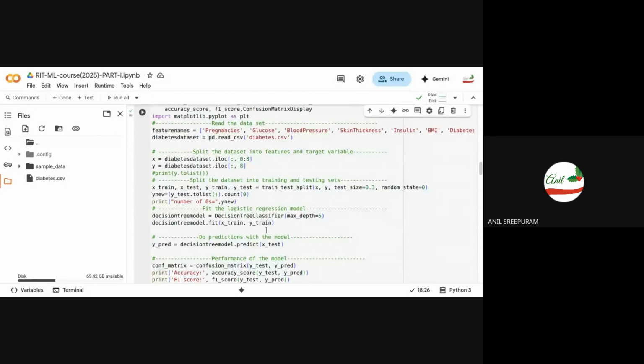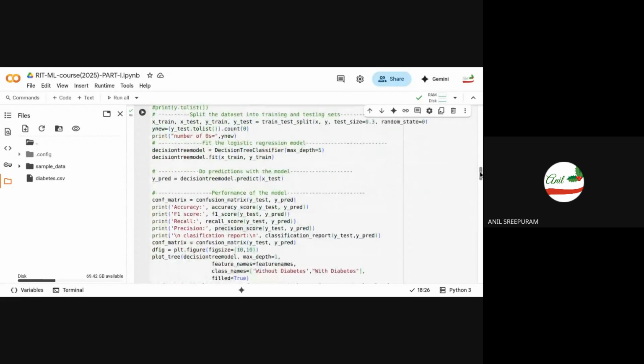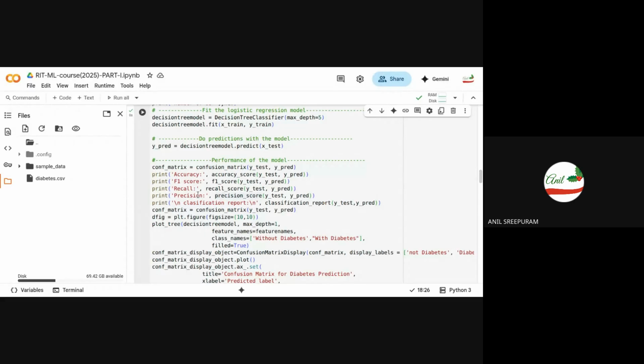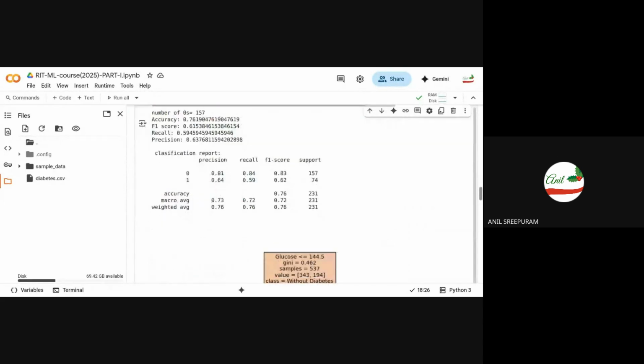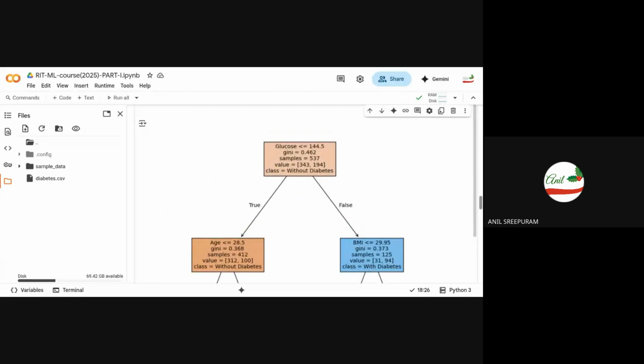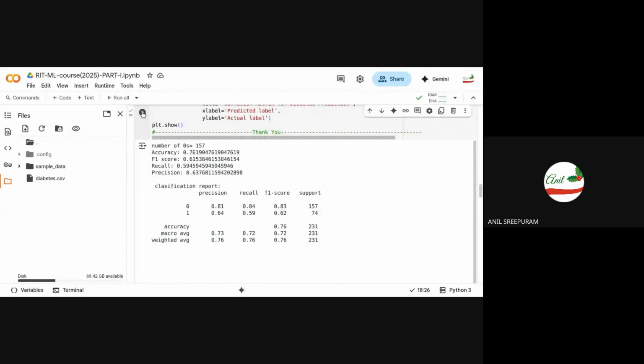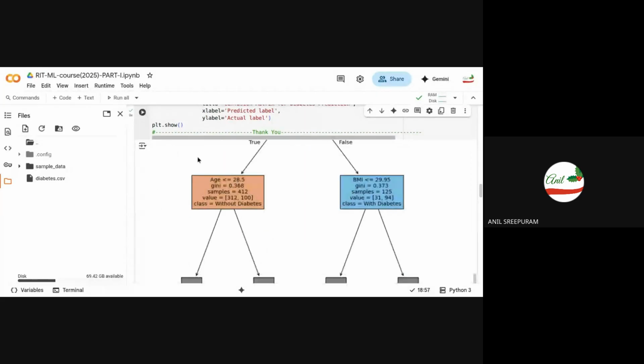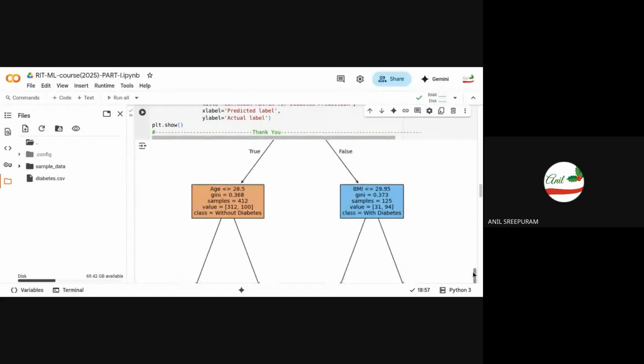fitting the model using the training data X train and the corresponding Y train, and I'll be evaluating the model on the test data, as in the previous case. And I'll be taking the confusion matrix, then printing the accuracy, F1 score, recall, all those things for this. This is the function, and this is the tree actually.